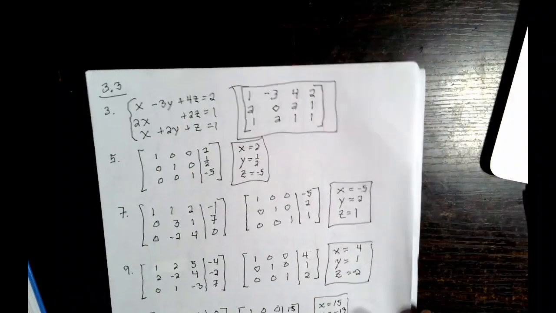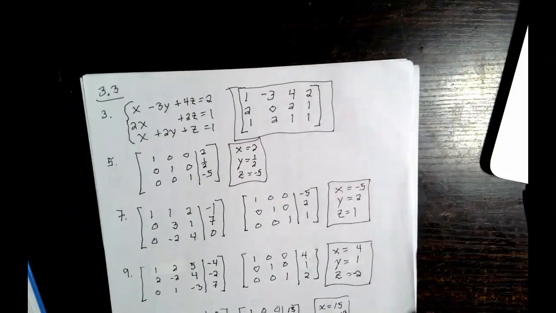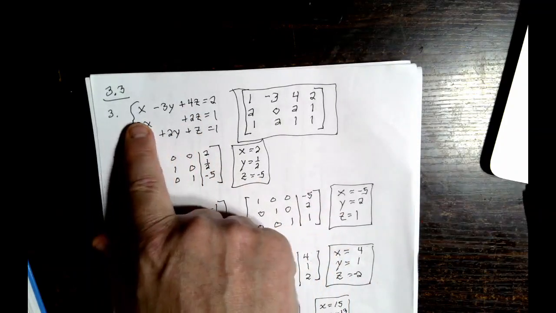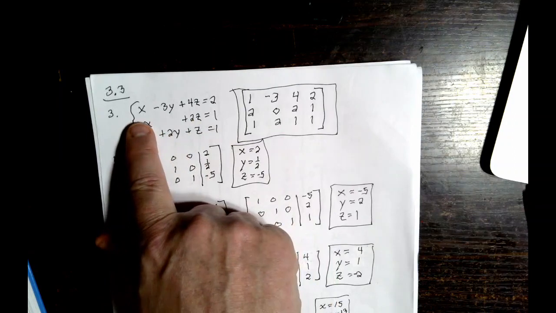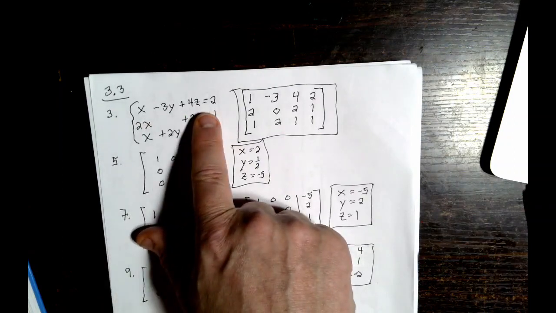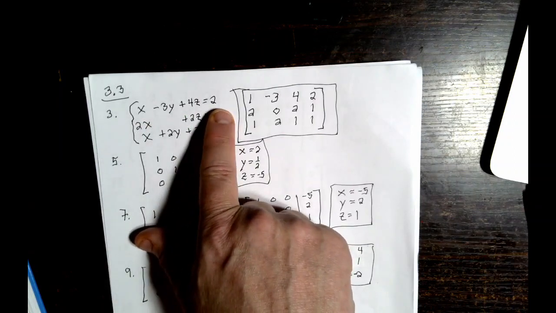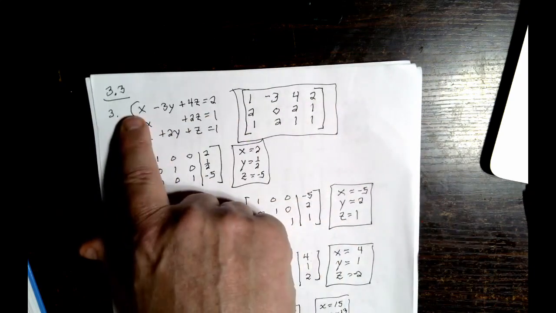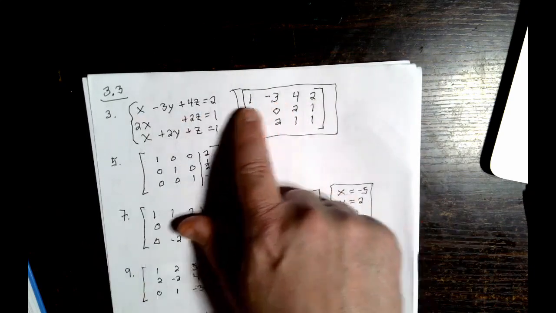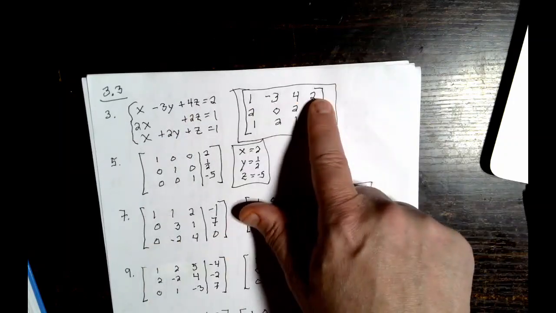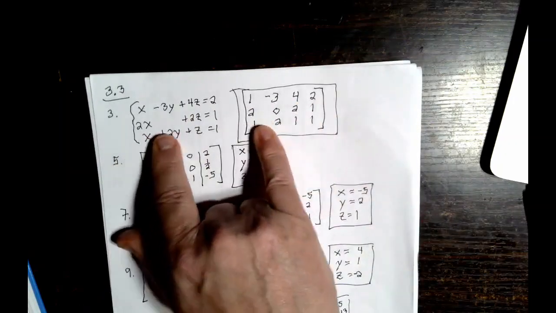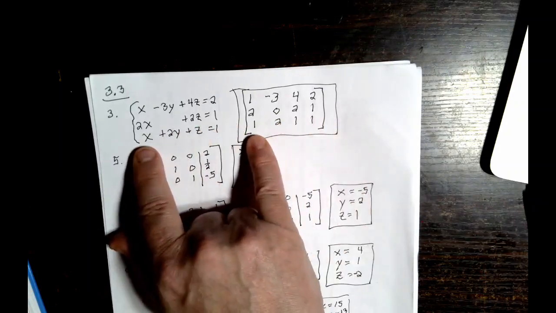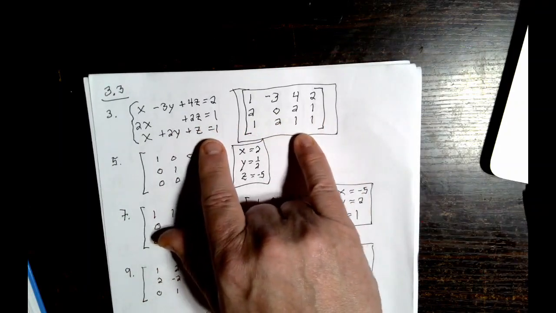Alright, in this section 3.3 they talk about solving systems of equations using matrices. You can take a 3-variable problem and just write it down with only the coefficients in front. 1, -3, 4, and 2. 2, 0, 2, 1. 1, 2, 1, 1.